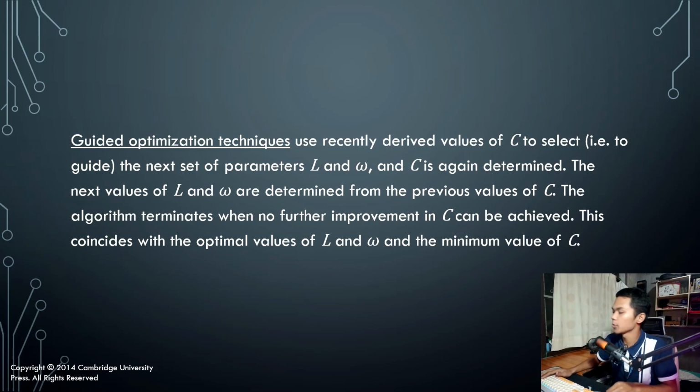Okay, so guided optimization techniques use recently derived values of c to select, that is to guide, the next set of parameters L and omega, and cost function c is again determined. The next values of L and omega are determined from the previous values of c. The algorithm terminates when no further improvement in c can be achieved. This coincides with the optimal values of L and omega and the minimum value of c.